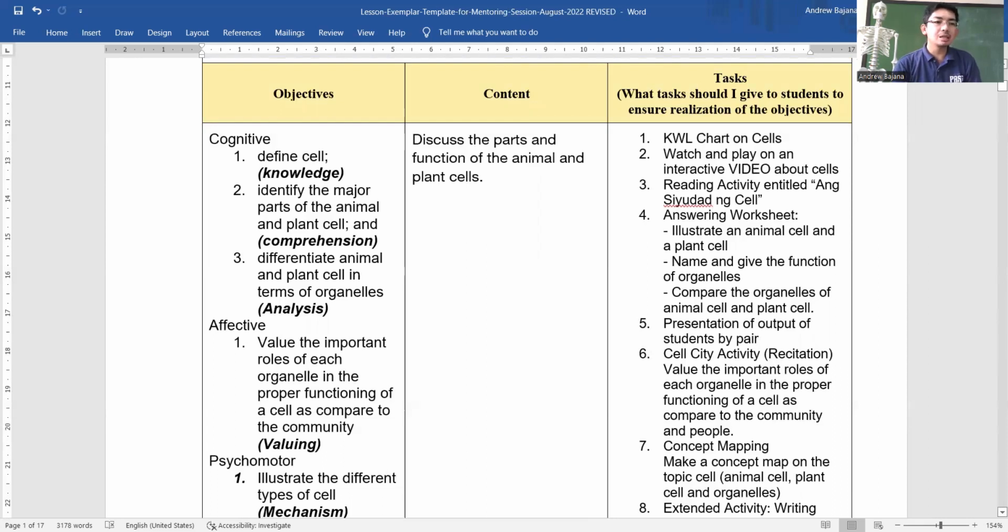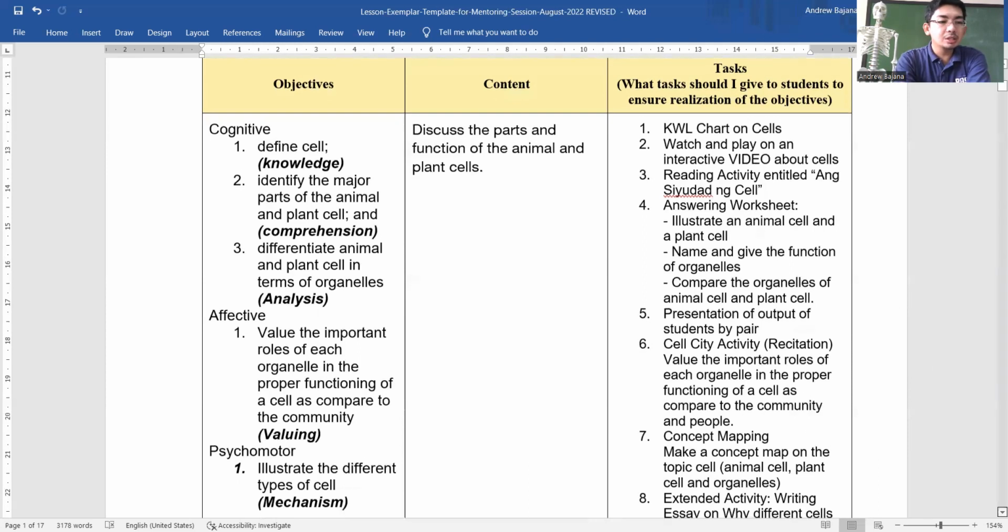Then we will name the function of organelles according to the reading activity, and then compare their outputs. Presentation of output will be followed by students, peer by peer. Next is the Self-City activity. This is the part where they will value the important roles of each organelle in the proper functioning of a cell as compared to the community and people.